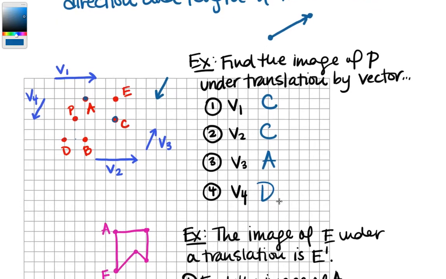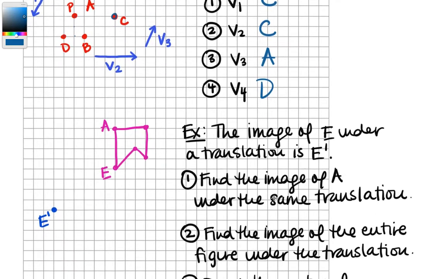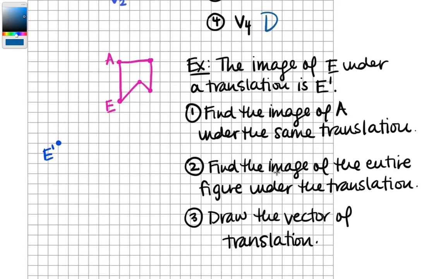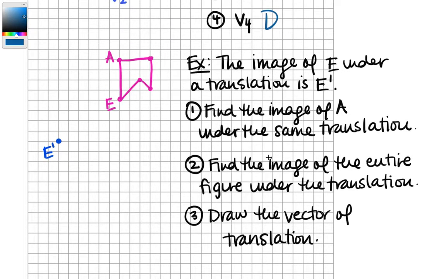All right, now that we've done an example with just single points, we're going to work with a whole shape. Okay, so what we've got here is our original shape, and we have that the image of E under a translation ends up at E prime. So E gets slid all the way down to this point. Now we want to find the image of A under the same translation.